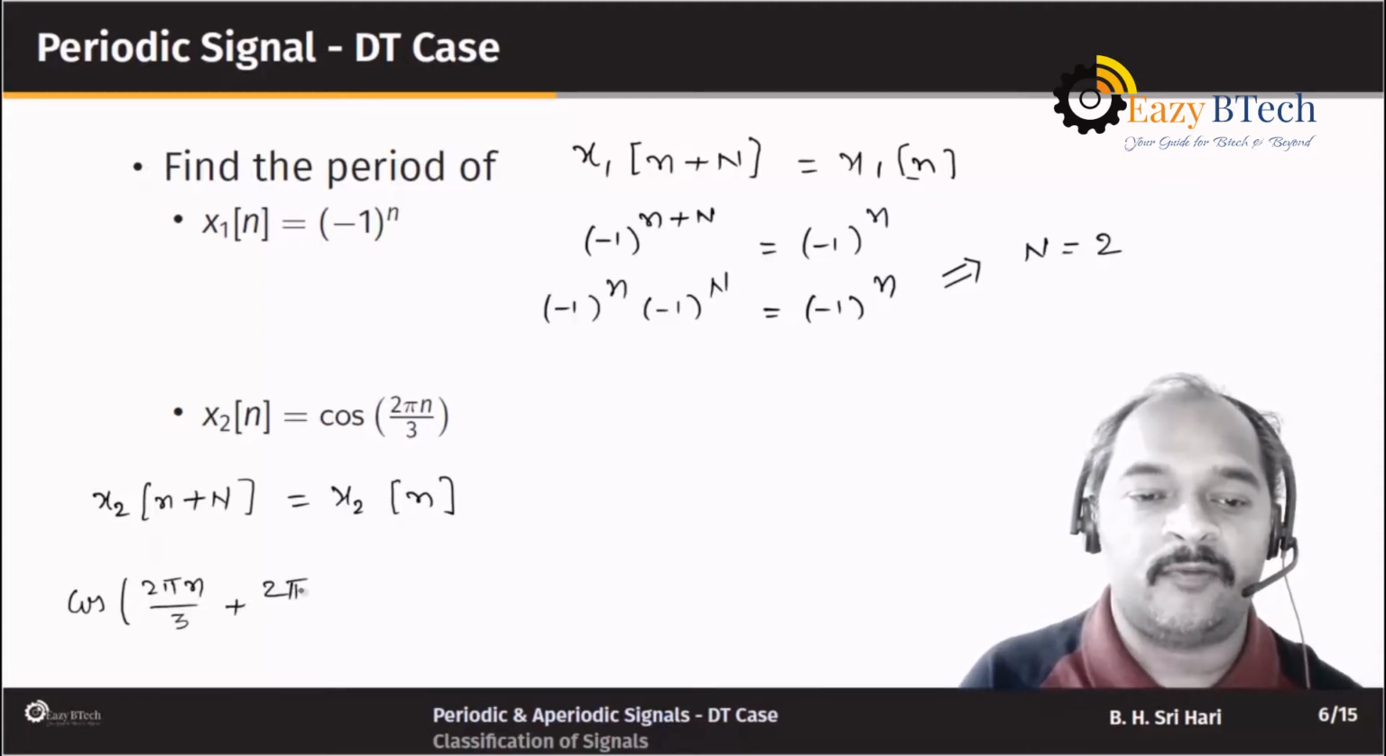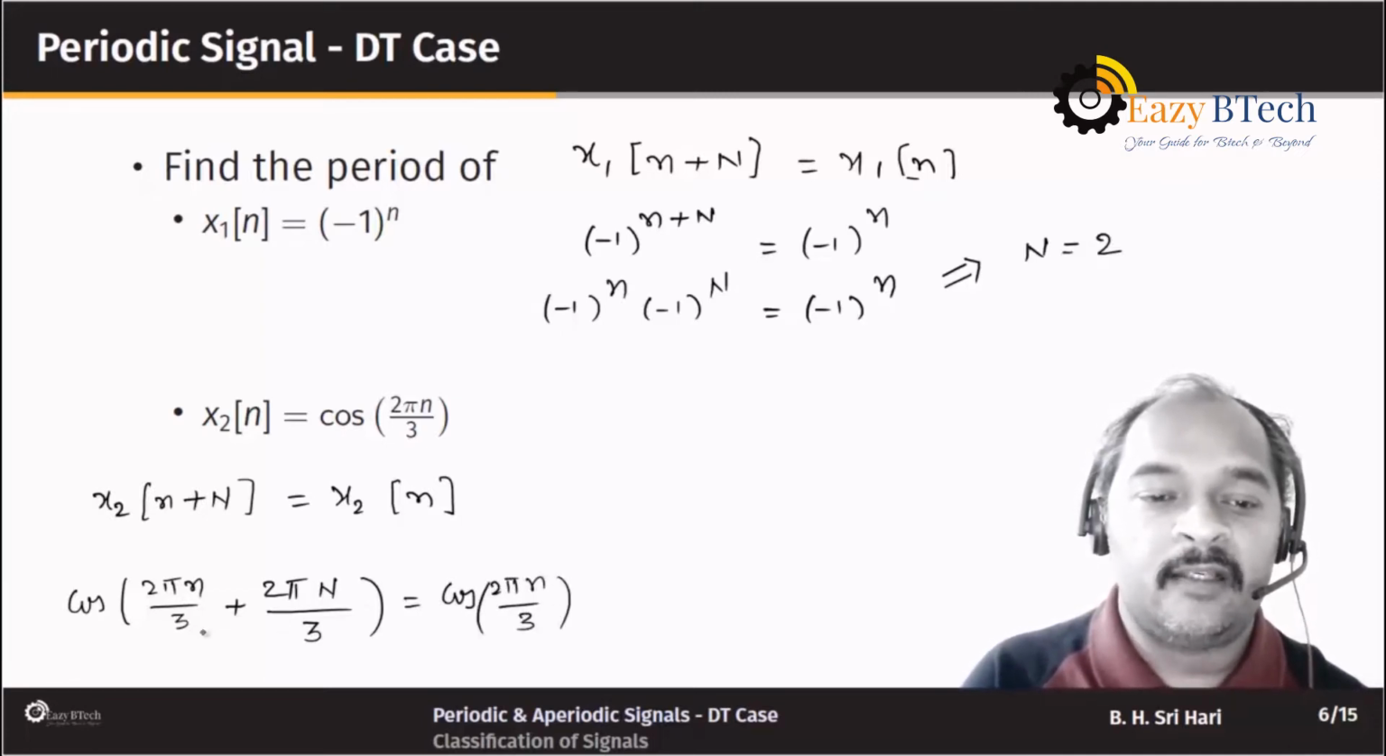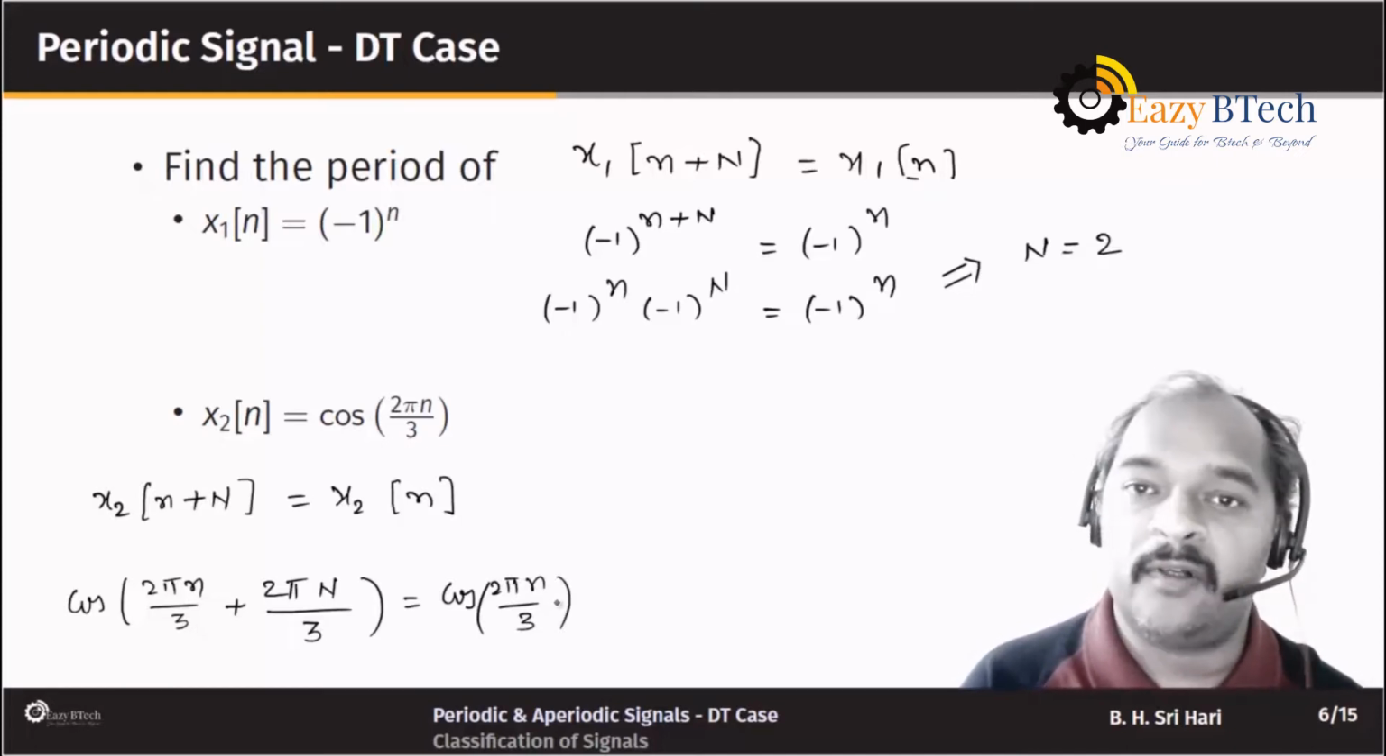So you get cos of 2 pi n by 3 plus cos of 2 pi n by capital 3. This should be equal to how much? Cos of 2 pi n by 3. So when is this possible here? The left hand side should be equal to right hand side.